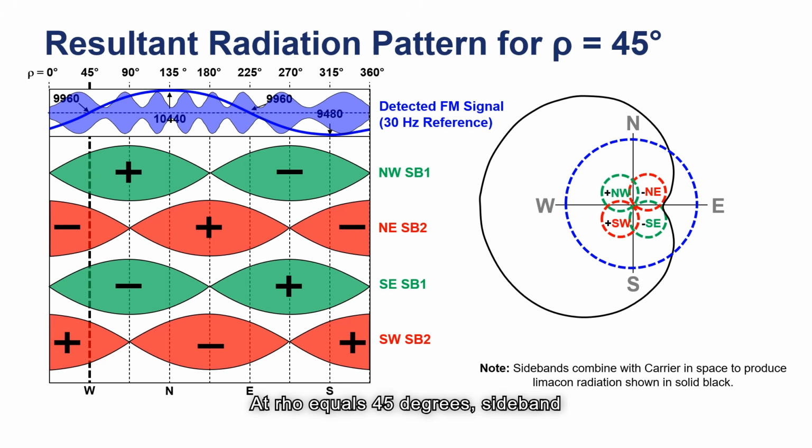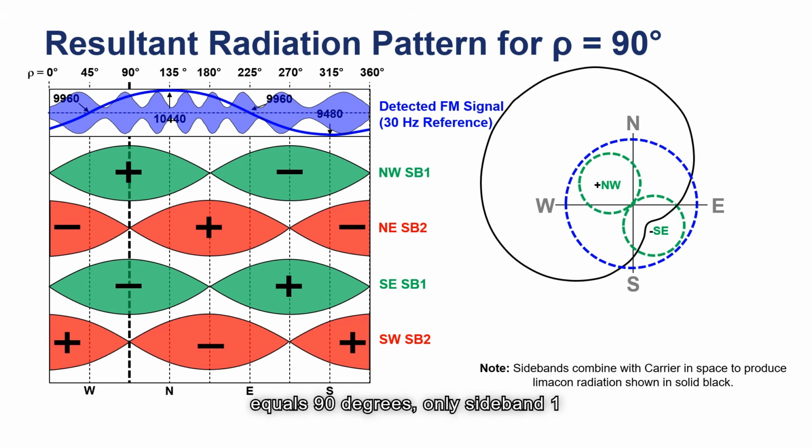At ρ equals 45 degrees, sideband number 1 and number 2 are radiating out of all antennas, and so is the carrier. The northwest and southwest antennas are in phase with the reference carrier, resulting in a maximum composite RF signal to the west. Since the southeast and northeast antennas, sideband 1 and 2 respectively, are oppositely phased from the reference carrier, it results in a minimum composite RF signal to the east, thus maintaining the limacon radiation pattern.